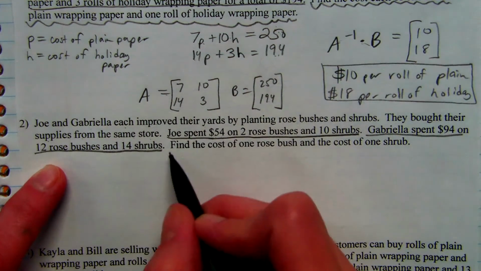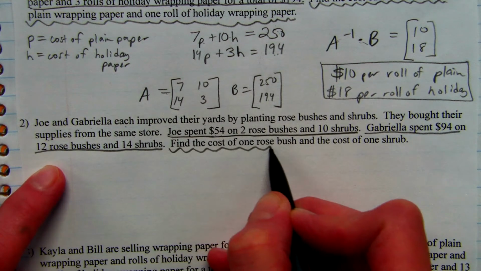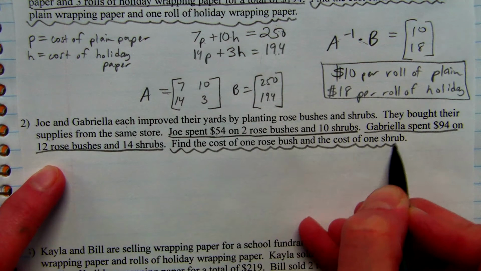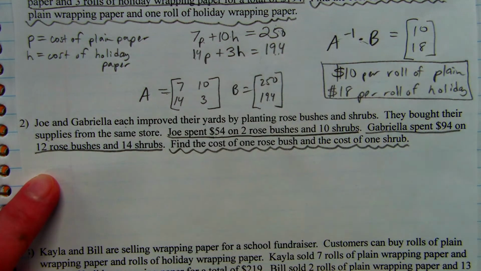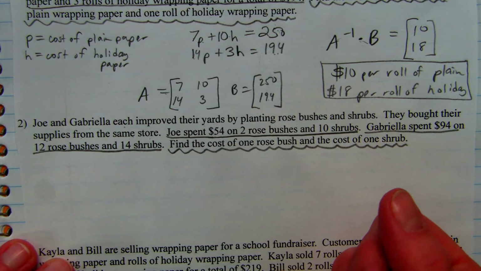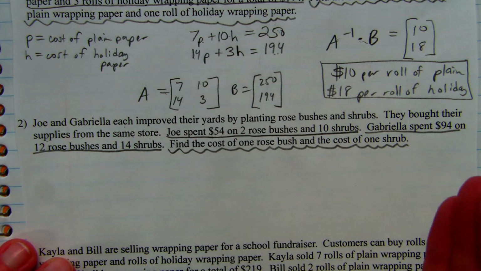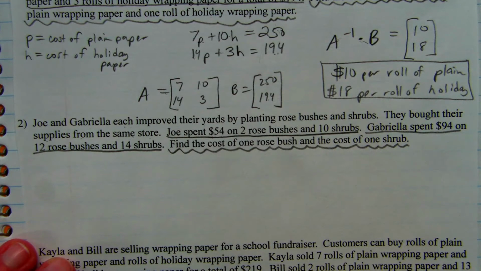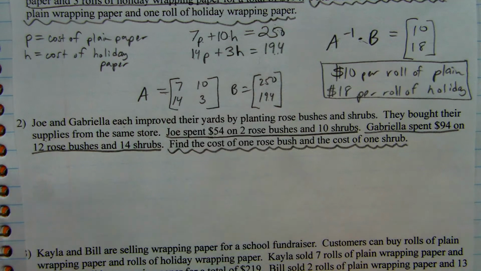So that's where all of our information is, right there. And here's the question. Find the cost of 1 rose bush and the cost of 1 shrub. So we will also get dollars in our answer on this one. So we're going to set up the equations. The only reason you need P and H is to set up your equation, right? Basically, set up the equation, and you can use X and Y. Let's do that on this one.